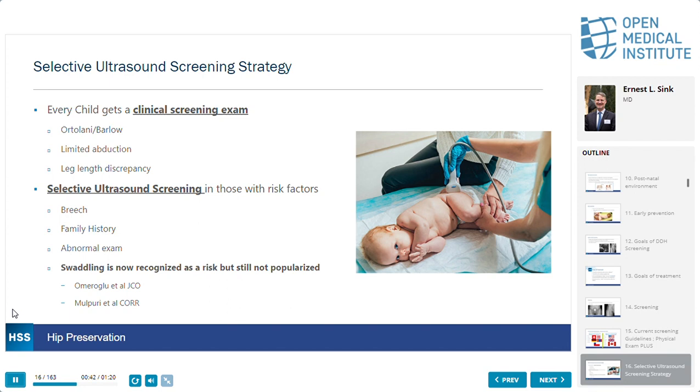Almost every one of those 2-year-olds that show up has warned their pediatrician, their orthopedist, their screener, that something's not normal. So you have to think about the hips, okay? Selective ultrasound screening is for those with risk factors, which are breech, family history, and abnormal exam. It's not just a family history of dysplasia. If you have a mother who has a hip replacement, but you don't know if she had dysplasia, any disease counts. When we went from dysplasia to include any hip pain or disease, the percent went up. So if they are burdened by the hip, then you have to think of dysplasia. Swaddling is now recognized as a risk, but it's not popularized and it's not in our guidelines at this point.